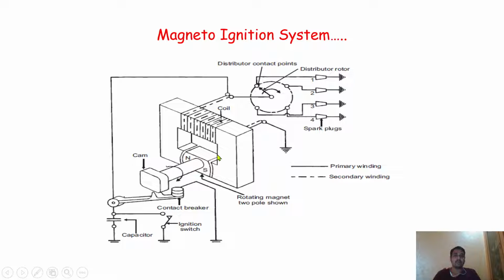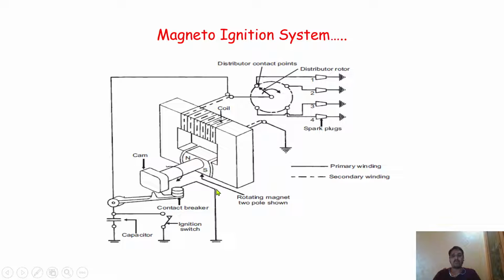In this case, we are again not using any kind of ignition coil. Instead of the ignition coil, we have this particular thing where the primary winding and secondary winding are wound, and in between there is always a rotating magnet which has a north and south pole.